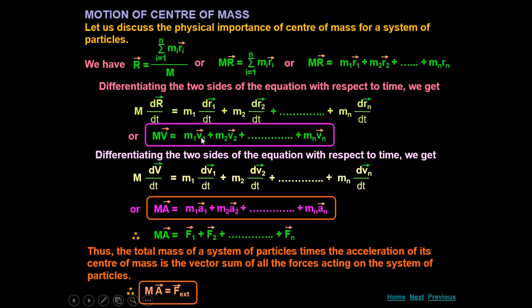So m1 v1 is nothing but the linear momentum of the first particle, m2 v2 is nothing but the linear momentum of the second particle, and so on.